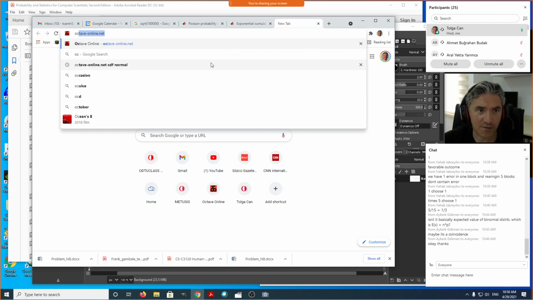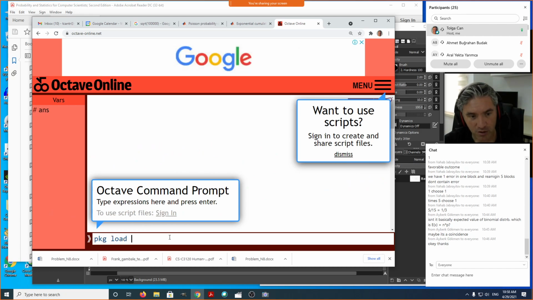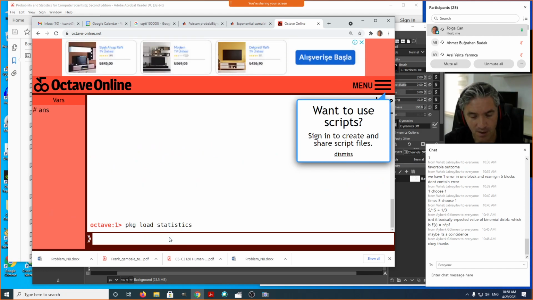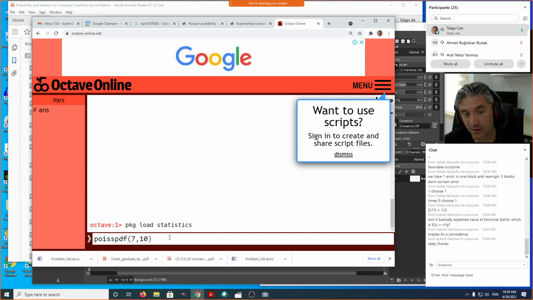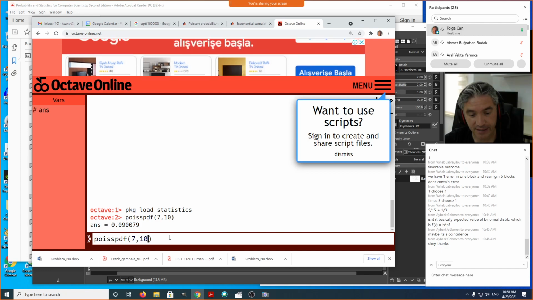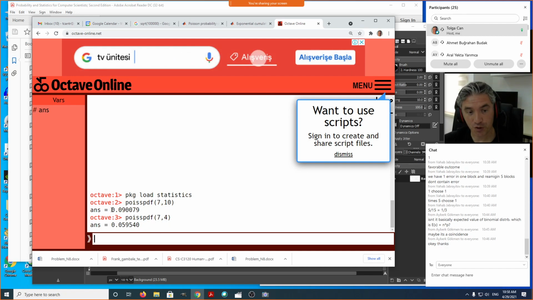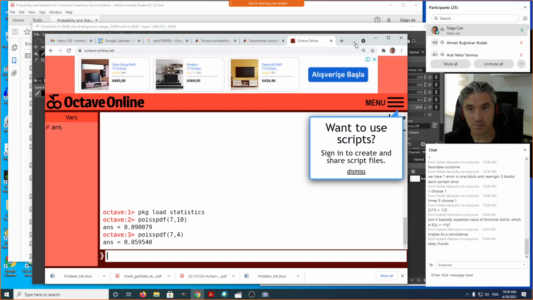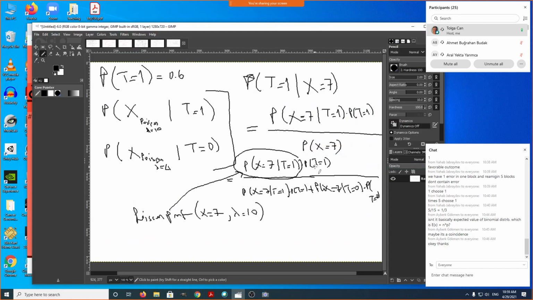So let's go to Octave Online. Let me load the package: pkg load statistics. And poisspdf: 7 accidents when we have 10 as lambda, and then another is 7 accidents when we have 4 as lambda. Okay, so these are the probabilities that we are going to use. This one is going to be multiplied by 0.6. Let me directly try to compute it in Octave Online.